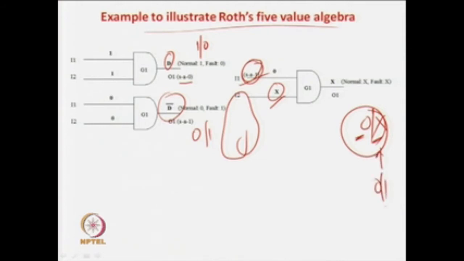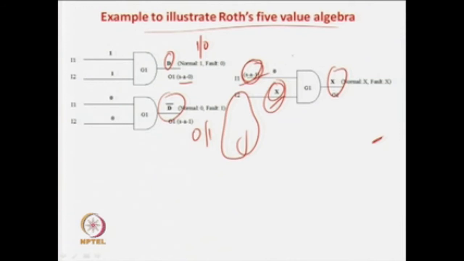We do not know, because if X is 0, then the answer will be 0 or 0, but if X is 1 here, then the answer will be 0 and 1 and the fault can be detected. But as we do not know the value of X, you cannot have any idea of what is happening in the circuit, so the fault cannot be detected. So, basically we better write it as X, that is how we do.